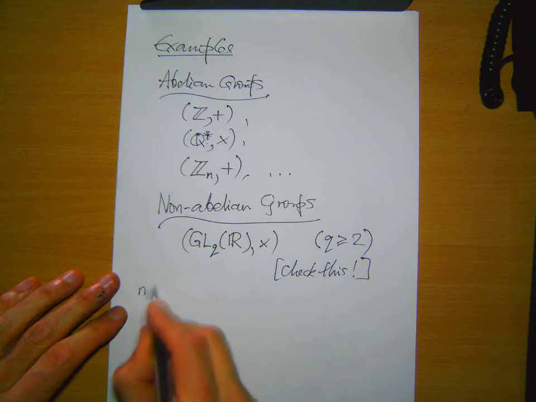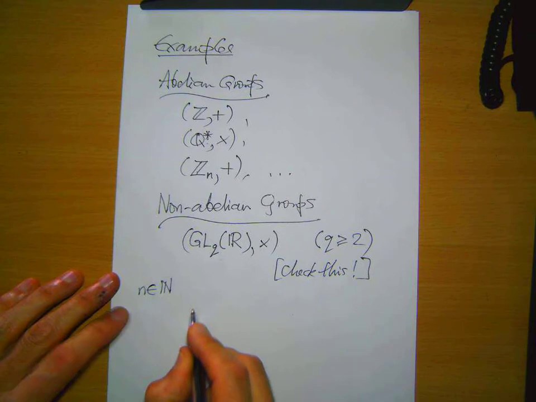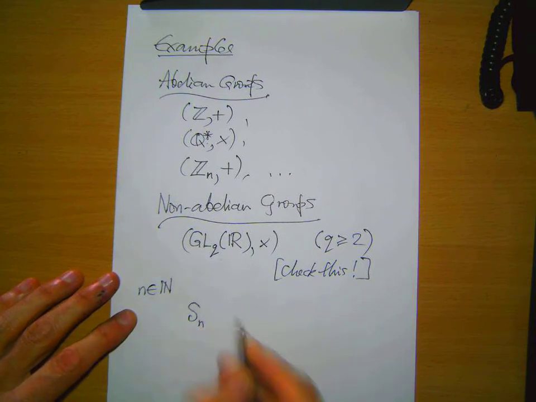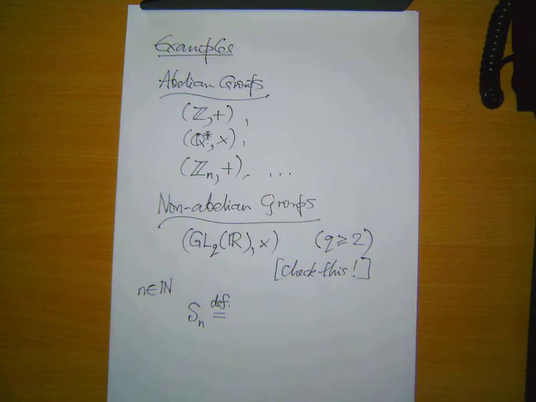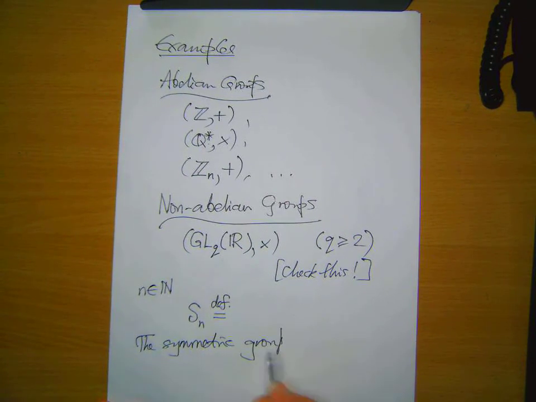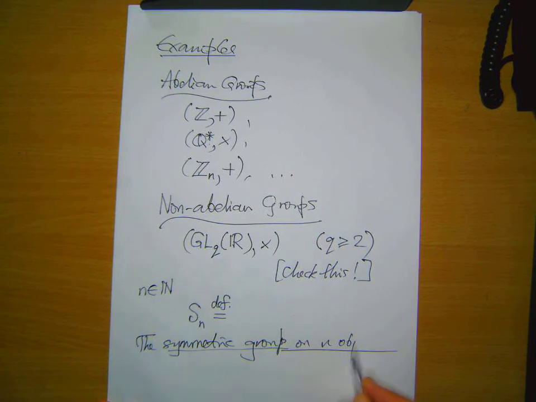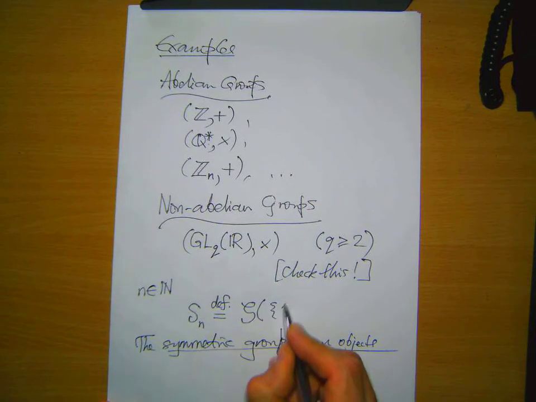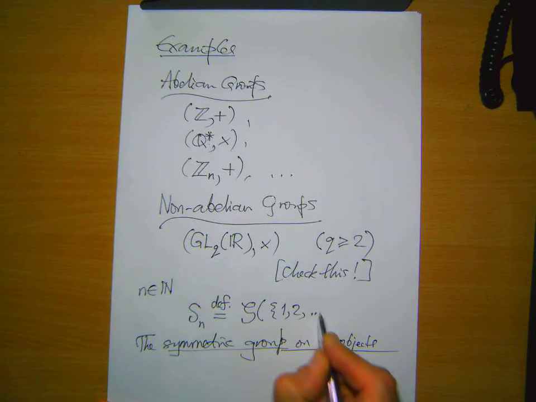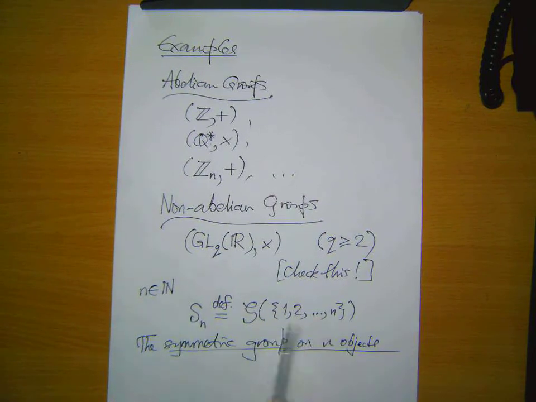Let's take a natural number n, and this is another definition. I don't think I've actually defined this yet. I might have mentioned it in passing a couple of weeks ago. The symmetric group on n objects. So I've talked about symmetric groups in the first half. This is a symmetric group on n objects, or on n letters, is just the group of bijections of 1 up to n. So there are your n objects.